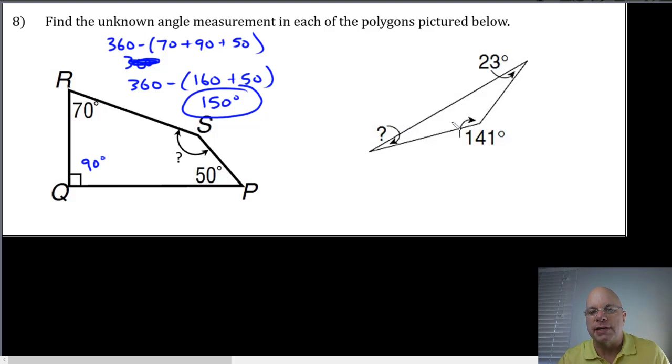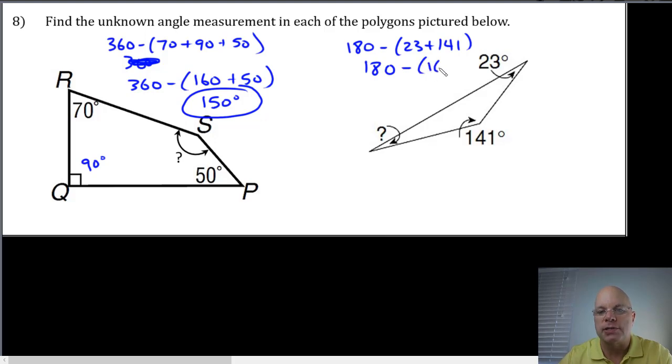The sum of the angles of any triangle, remember when we tore the corners off of a triangle and placed them adjacent to each other, they formed a straight angle or straight line. So we know that the sum of the angles of a triangle is 180 degrees. So I'm going to use the same method, starting with 180 minus the two angles I know, 23 plus 141. This is 180 minus 164. What would you add to 164 to give you 180? 16 degrees. That looks reasonable. That's a pretty small angle there.